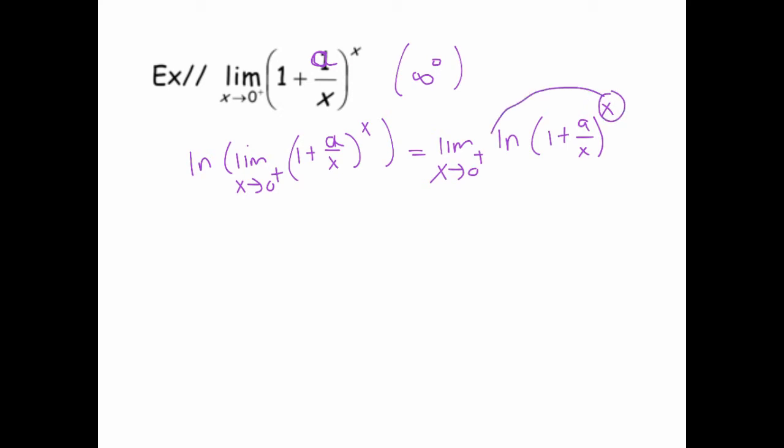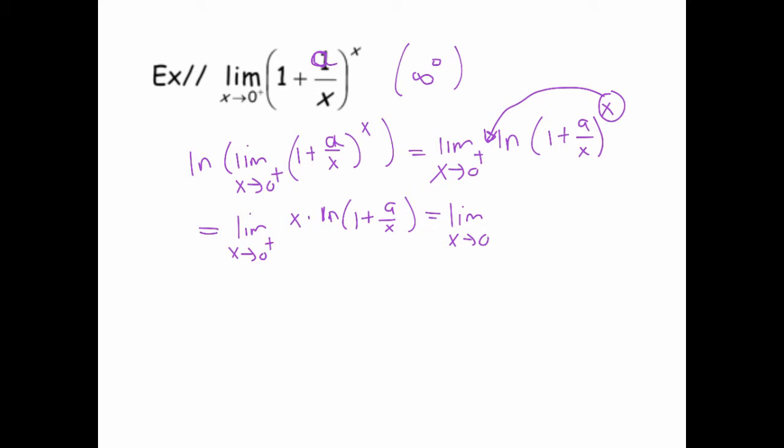We're going to move this down so that we get the limit as x goes to 0 from the right of x times ln of 1 plus a over x. And this is a 0 times infinity form, so I'm going to have to change it.